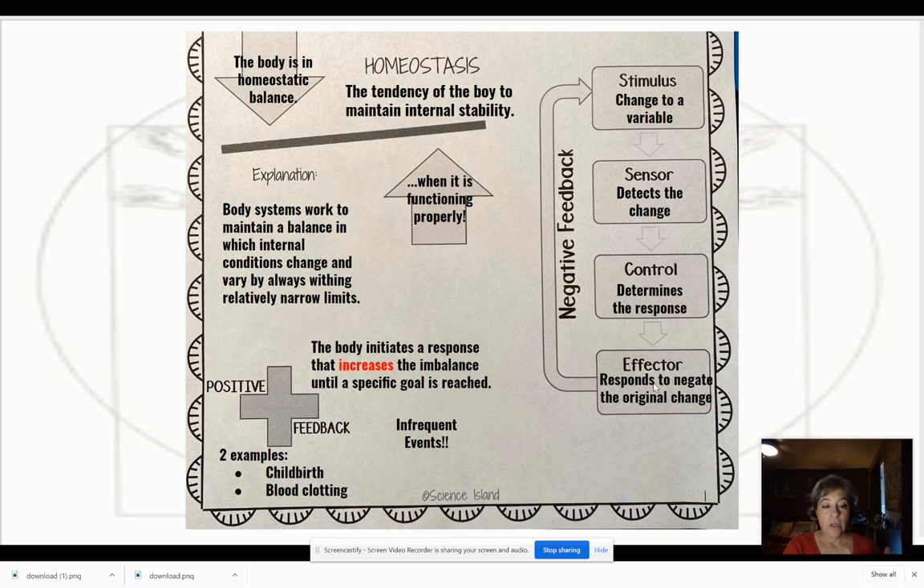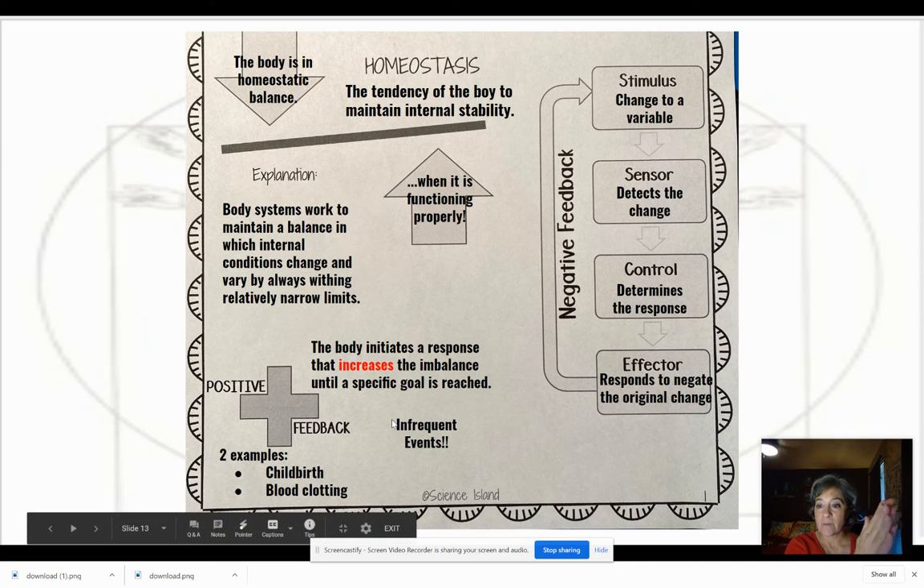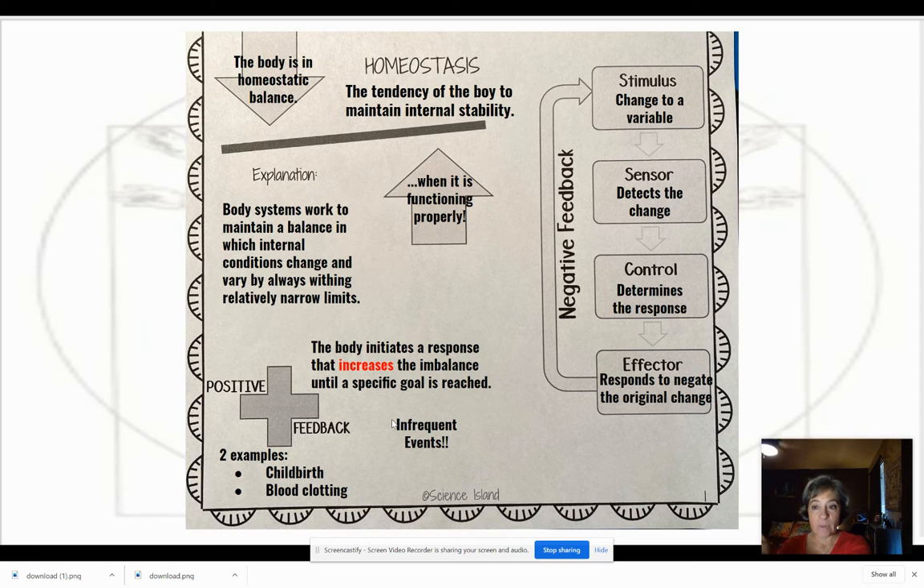So with negative, you start with one thing, something's changing, and your body does something to go back to that original situation. With positive, your body starts here, it keeps going and going and going all the way opposite. But with negative, you start having this change and your body says, nope, go back. That's why it's negative.